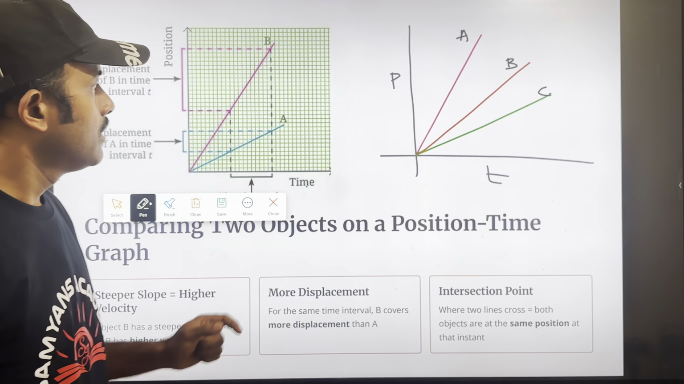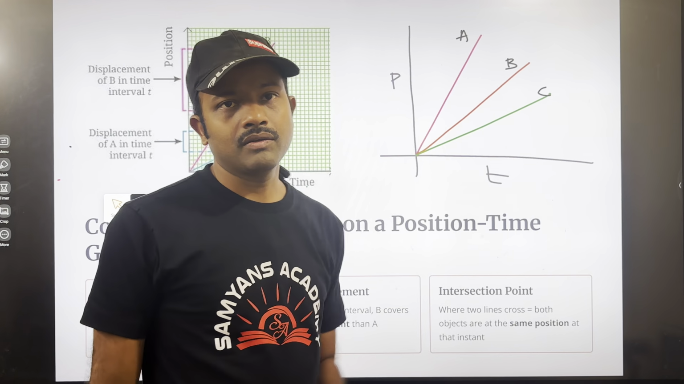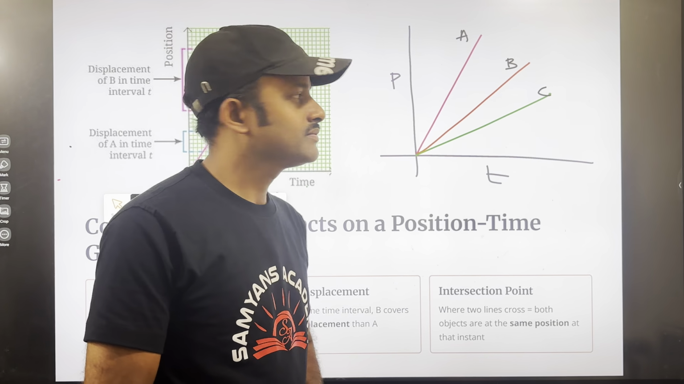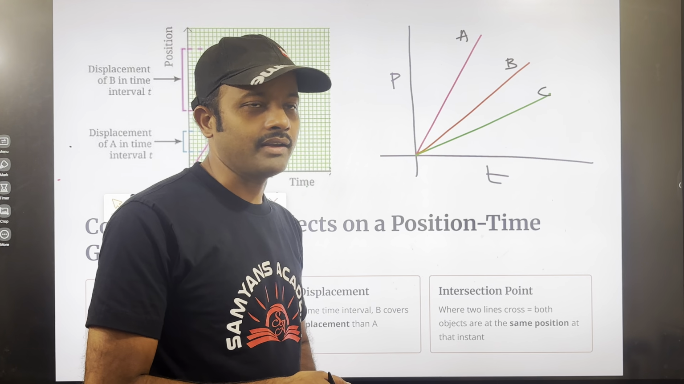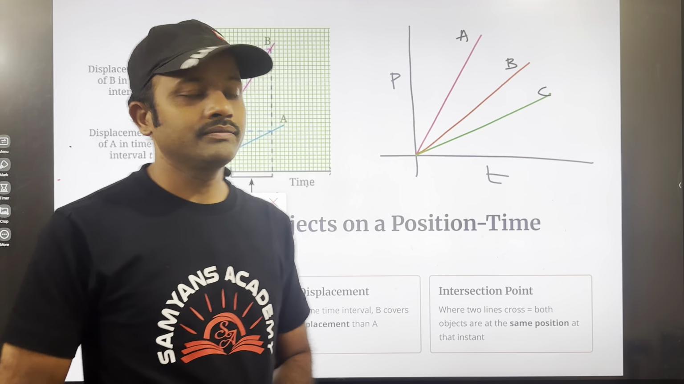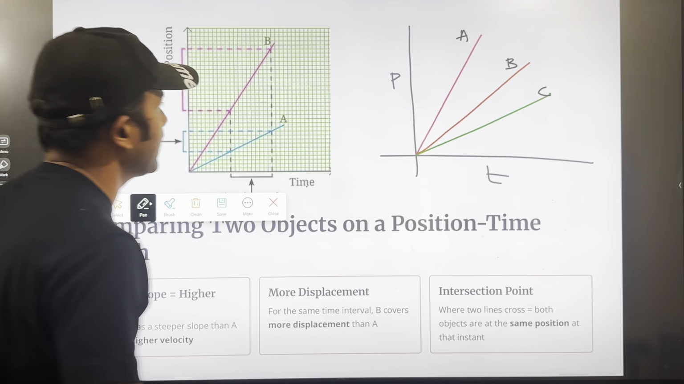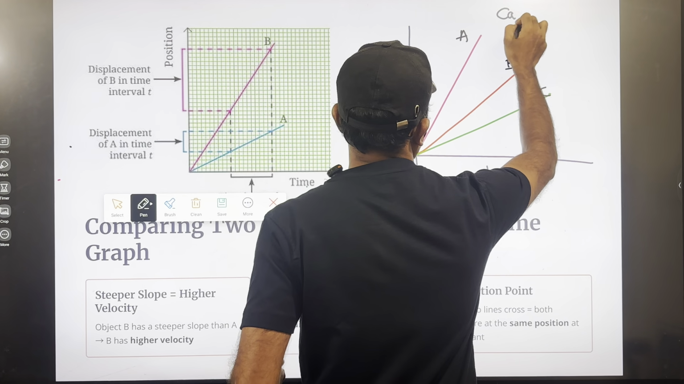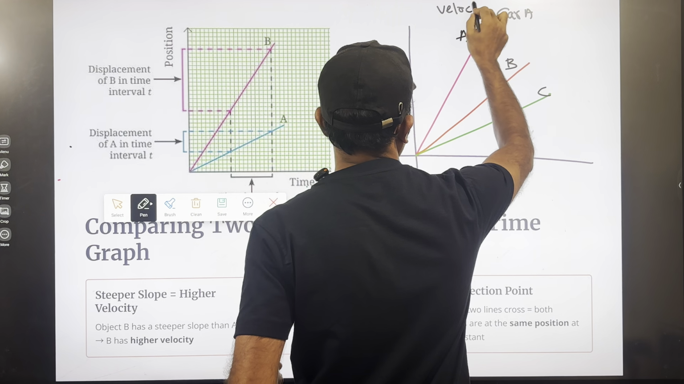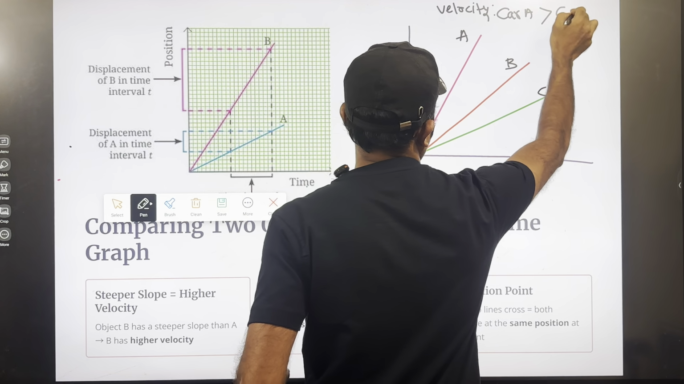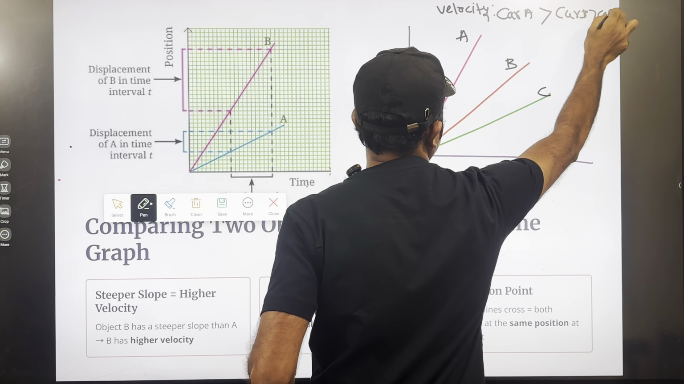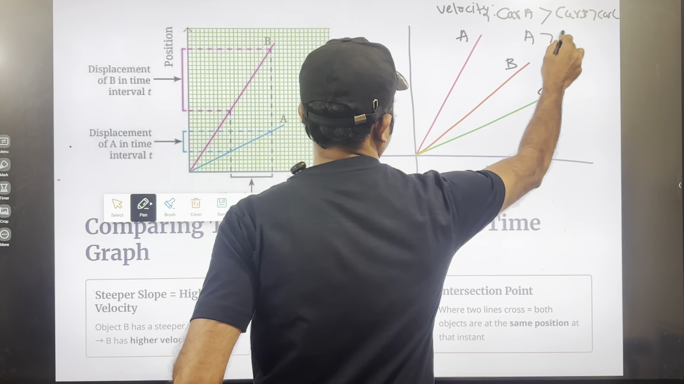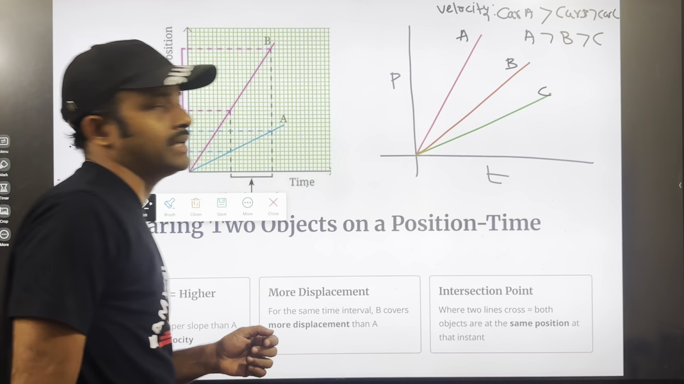Now you tell me, which car moves with more speed? Type your answer in the comment section. Okay, I am waiting. Right, very good. Car A has more speed. Why? Because the slope of car A is more than the slope of car B and car C. The velocity of car A is more than the velocity of car B, which is more than car C.